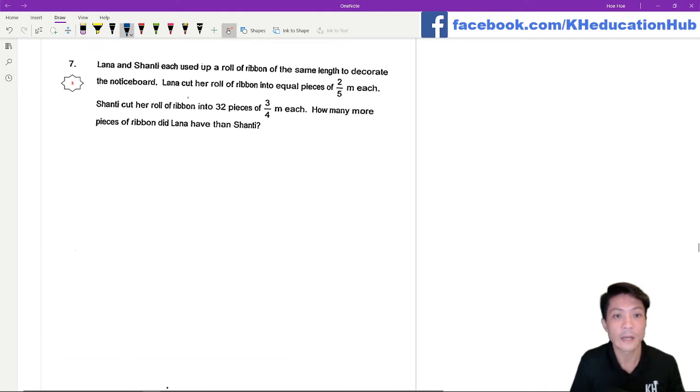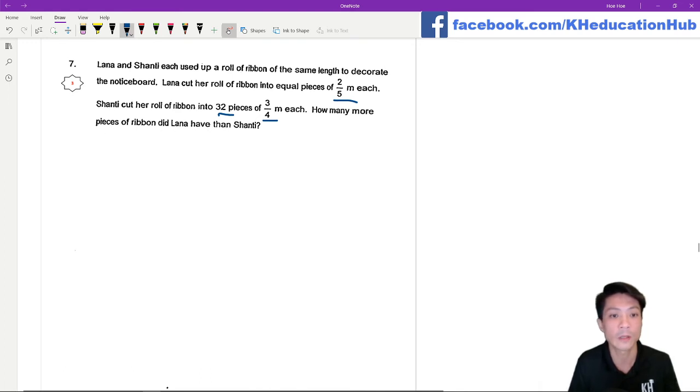Move on to question 7. Lana and Shanti each used up a roll of ribbon of the same length to decorate the notice board. Lana cut her ribbon into equal pieces of 2/5 meter each. Shanti cut her roll of ribbon into 32 pieces of 3/4 meter each. How many more pieces of ribbon did Lana have than Shanti?